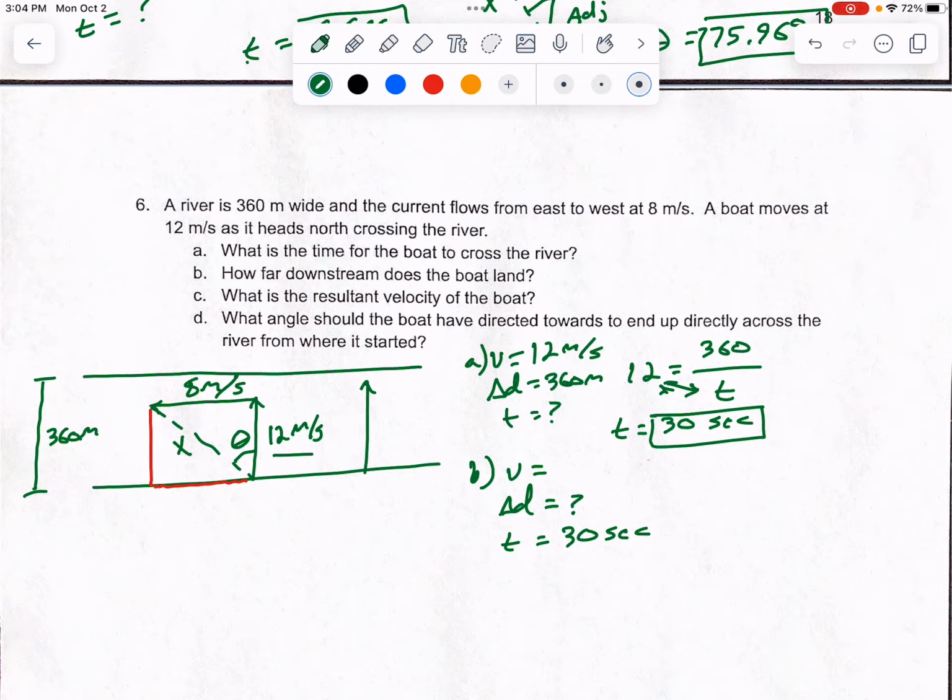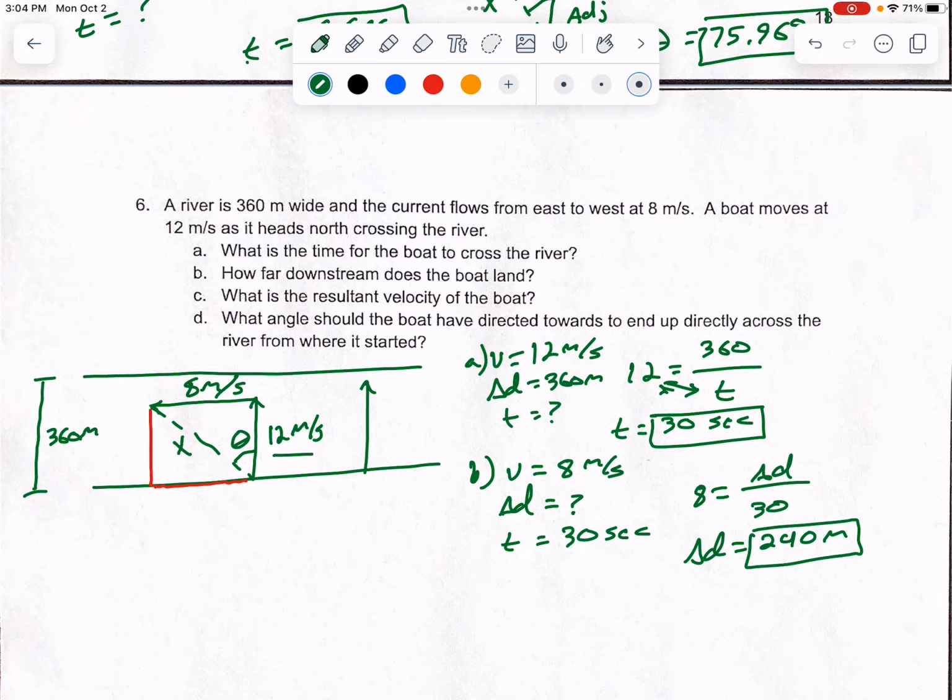Okay, velocity, if we're talking about going downstream, I want to know what velocity is the one going downstream. That is the 8 meters per second. So now we have all of our items we're going to plug in. So 8 equals d over 30. So displacement is going to be 8 times 30, which is 240 meters. Okay, so that's how far downriver it pushed us.